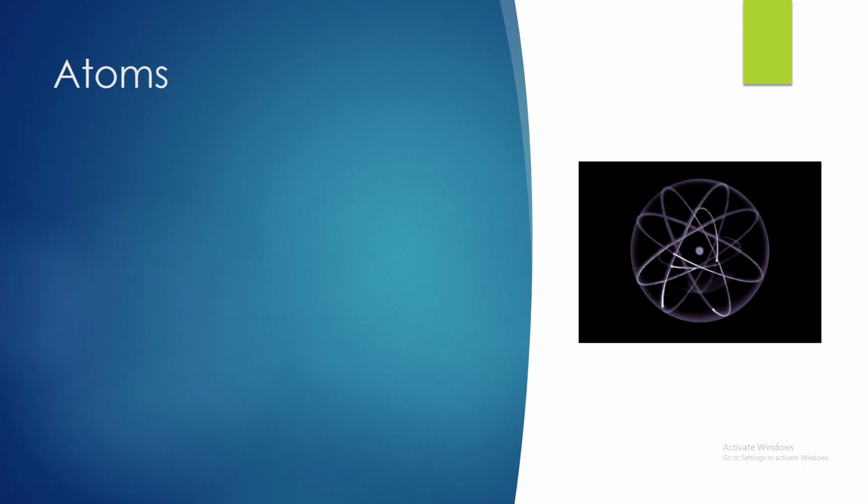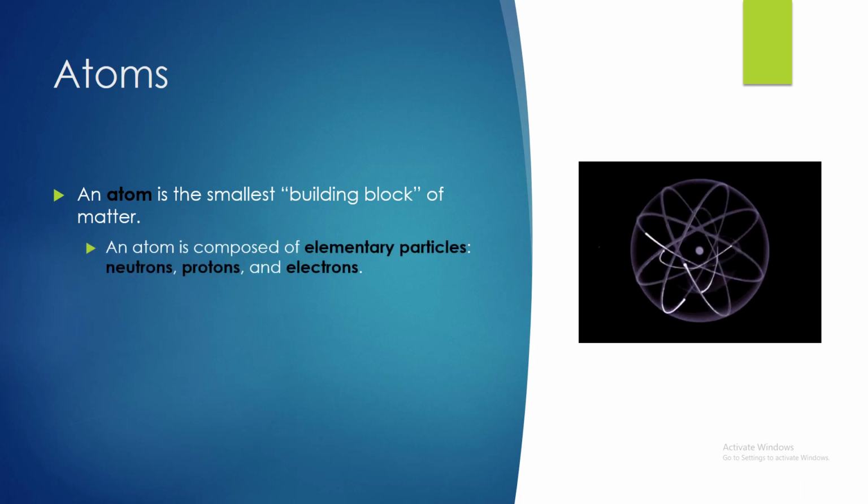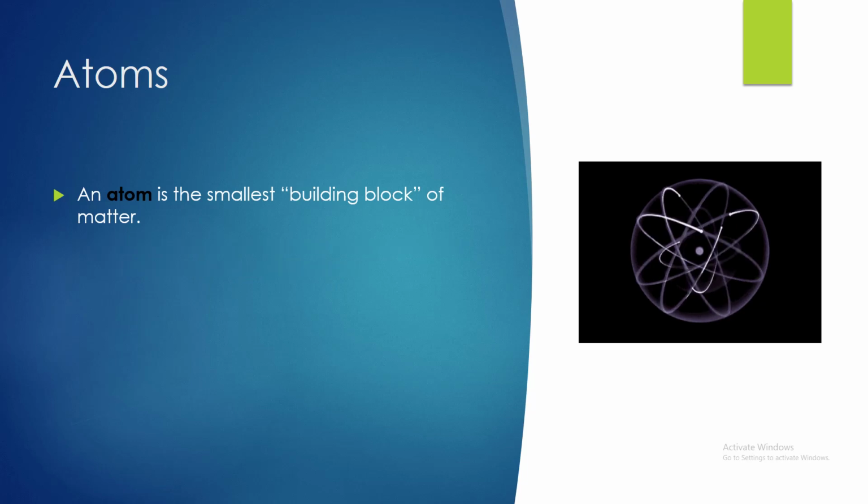So the first thing we need to talk about are atoms. An atom is the smallest building block of matter. Atom actually comes from atomos, the word in Latin for indivisible. So think about cutting an apple in half, and then in half again, and then in half again, until you can't cut it anymore, until it's indivisible. Then you will get an atom. That's where the basic idea comes from.